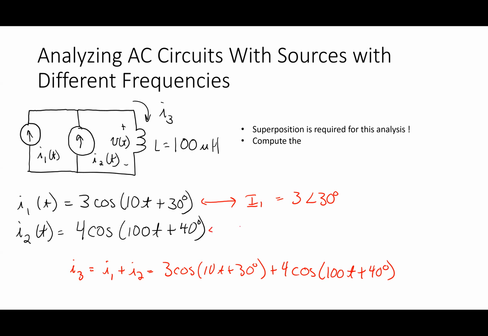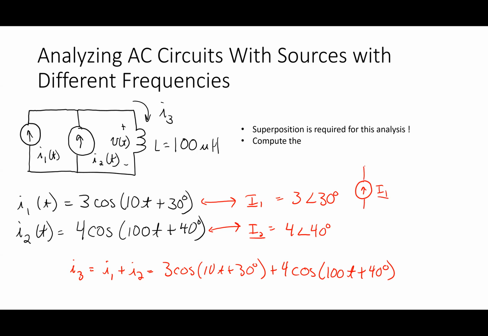All right. What about I2? What's its phasor? 4 angle 40. Okay. Now, if I wanted to figure out what the result is here, I'd have to use superposition. Basically, I want to figure out the voltage V of t, what the voltage is across there. So using superposition, I would do my analysis with I1 on, and then I would turn I2 off.